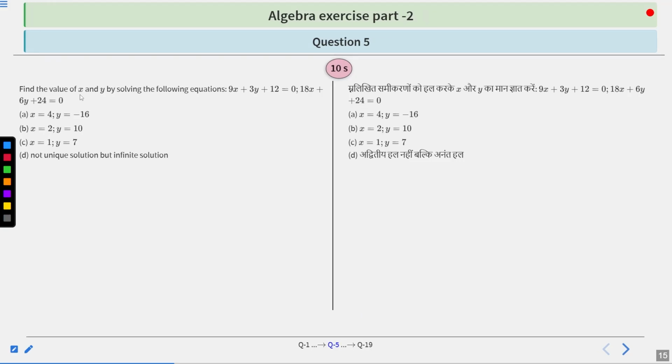Next, find the value of x and y by solving the following equations. 9x + 3y + 12 = 0 and 18x + 6y + 24 = 0. And options are option A, x = 4, y = -16. Option B, x = 2, y = 10. Option C, x = 1, y = 7. And option D, not unique solution but infinite solutions.